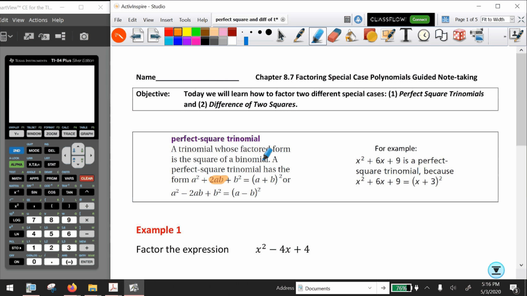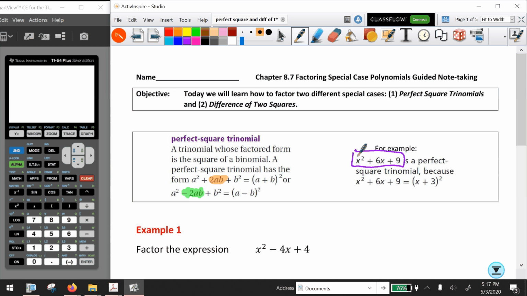Now, if the other case happens where the middle term has a negative, and it's equal to negative 2 times the square root of the first term times the square root of the third term, you could factor that as a minus b squared. So we look at trinomials and we try to figure out if they're that special case first, because if they are, it's really easy to factor them. So let's go ahead and take a look at an example off to the right. x squared plus 6x plus 9.